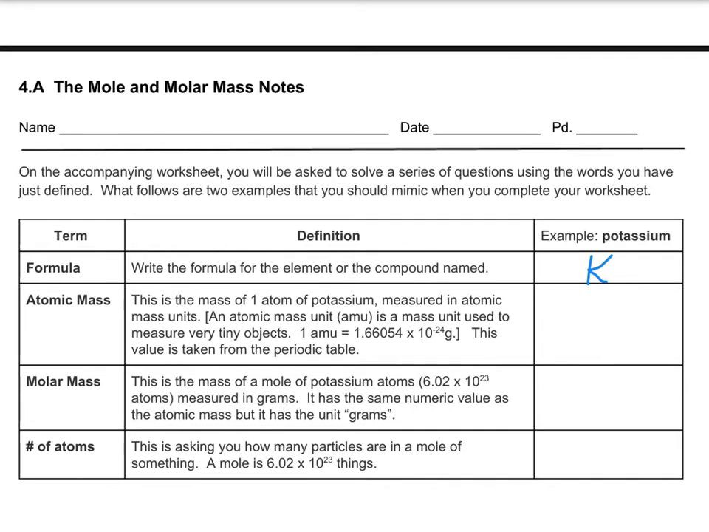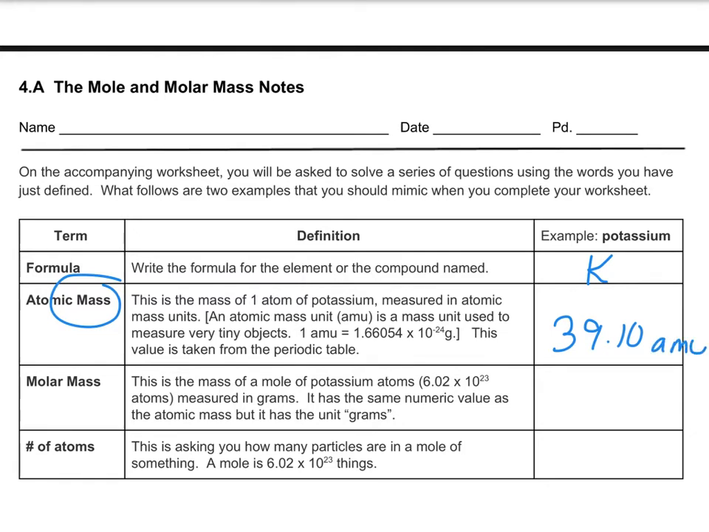And this value, remember, is taken from the periodic table. So if you find potassium on the periodic table, it's element 19, in the bottom of that box. You'll see the mass is 39.10, and since we're talking about an atomic mass, you should put units of AMUs.